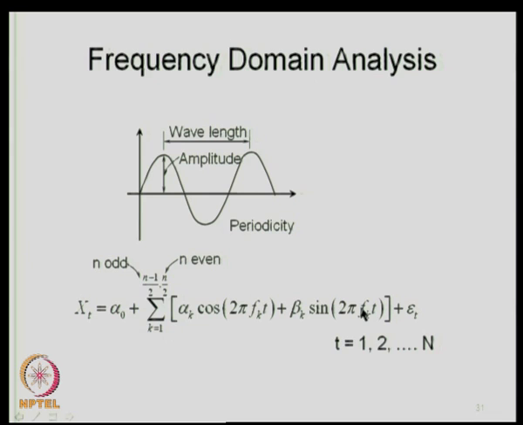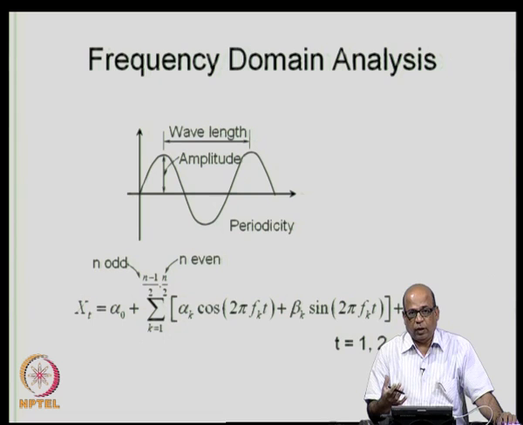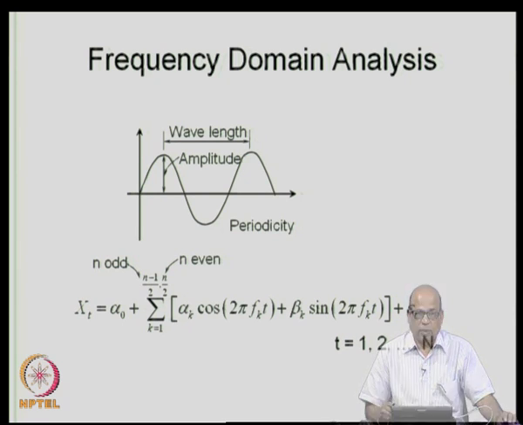F k is the kth harmonic of the natural frequency, and then we do the analysis on x t by determining alpha naught, alpha k and beta k, and capture how much of the variance is present in a given frequency interval. Essentially, the idea is how much of the variance in the data can be explained by different bands of frequencies. This is the basic principle of the frequency analysis. We will deal with the frequency analysis in detail in the next lecture.